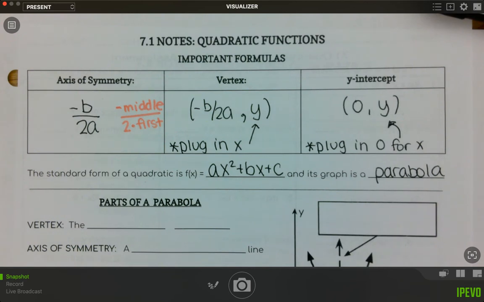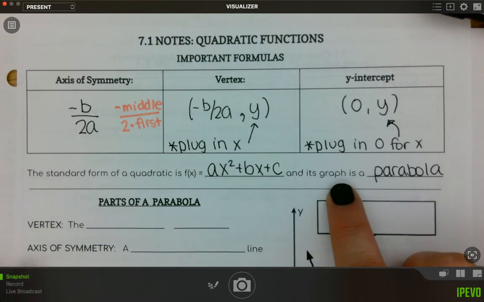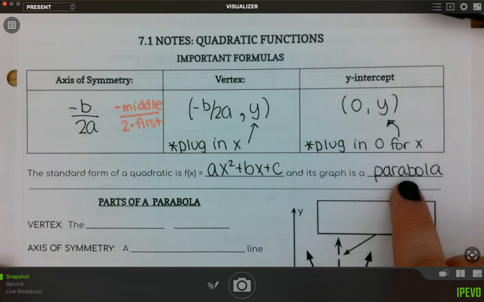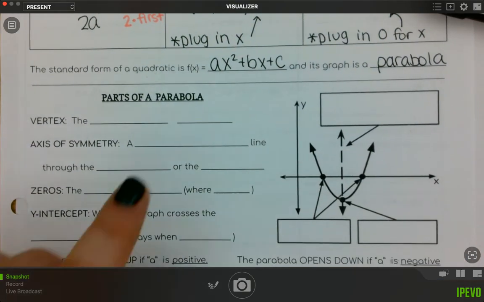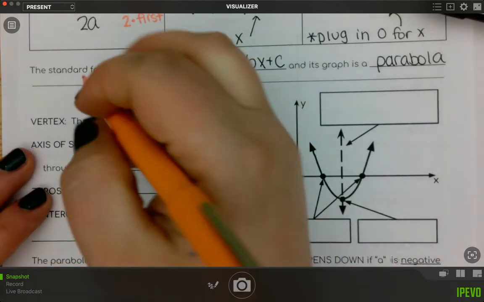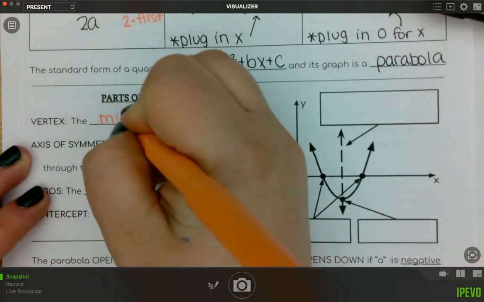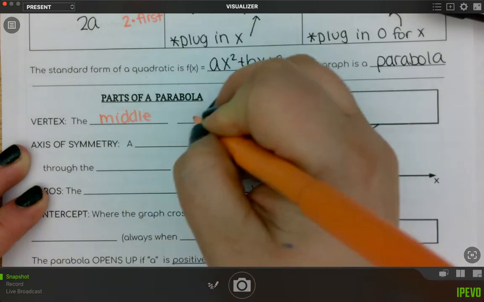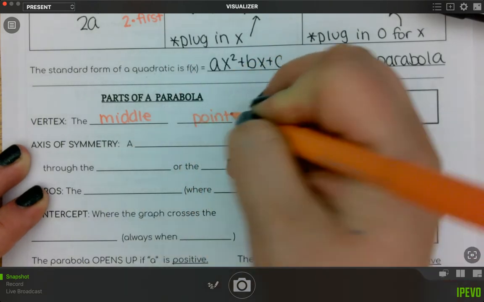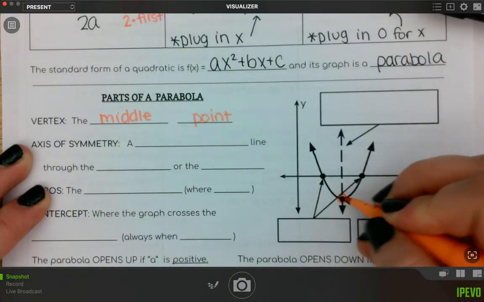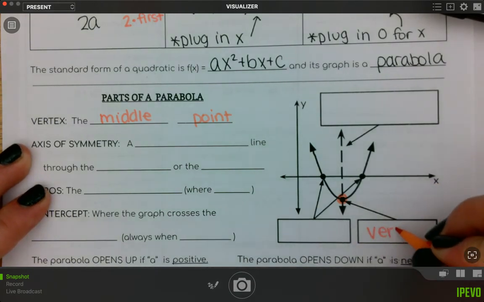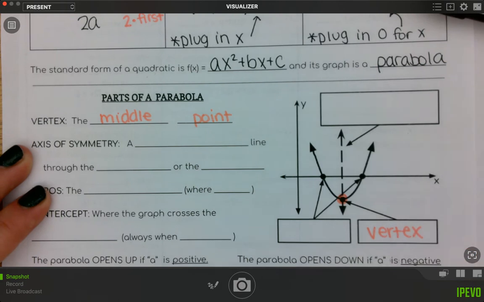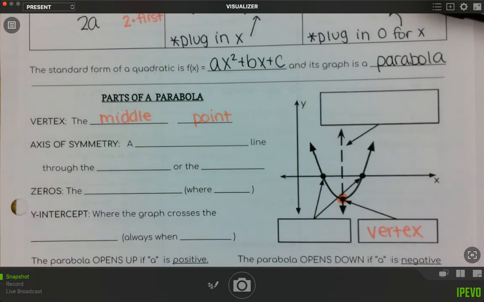And then the shape of the graph of a quadratic is called a parabola. Let's talk about the important parts of a parabola. The vertex is the middle point. Right here in the middle of that U shape is the vertex. Okay, so notice how it's at the bottom of that. It's kind of right there in the middle.